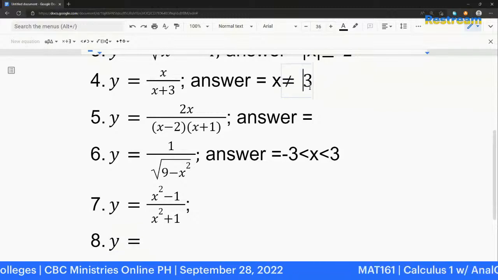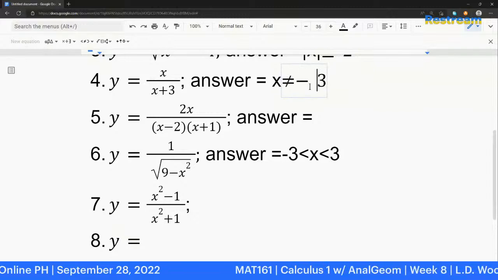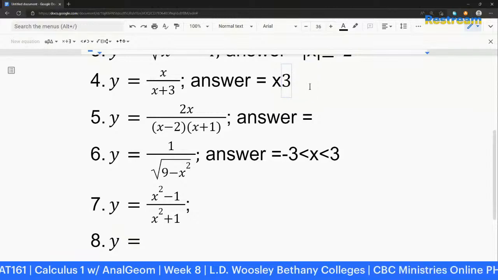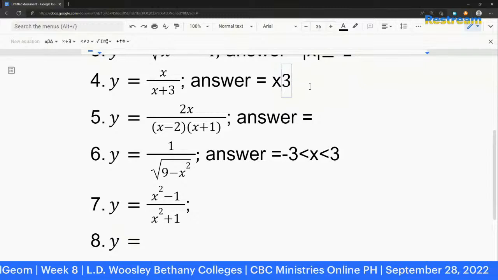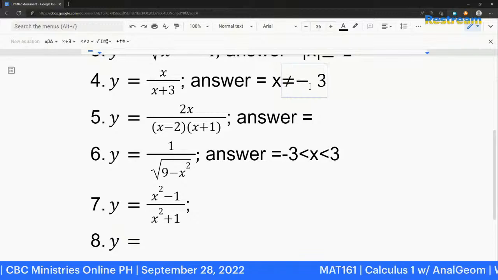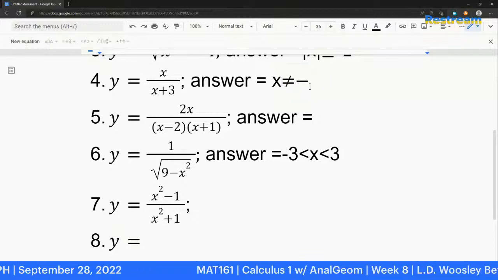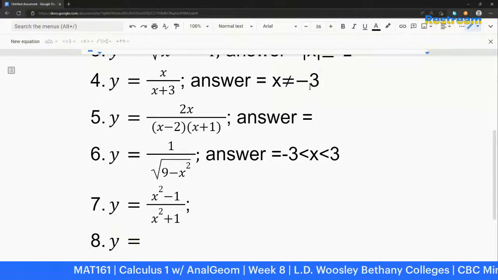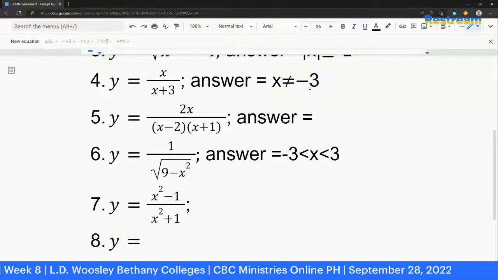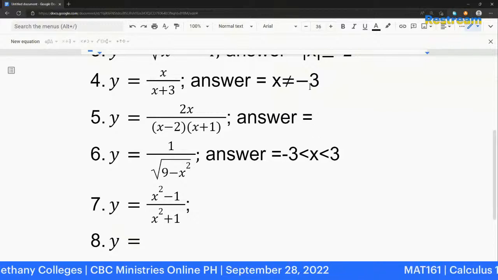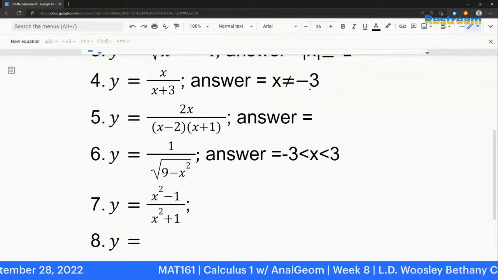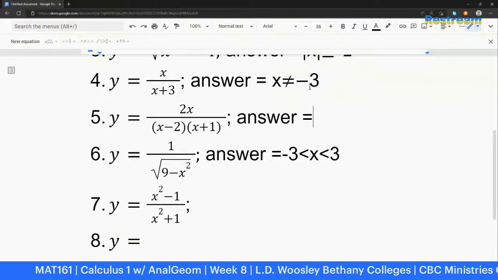Parang nawala tuloy yung pinag kung unequal. Ayan, negative 3 yan. Hindi, teka, dali ah. Ang weird nitong ano. Yan, negative 3. So, okay na ba? Division by 0 kasi yun. Kasi at x equal to negative 3, division by 0. So, it should not be equal to negative 3. Alright? So, sige.